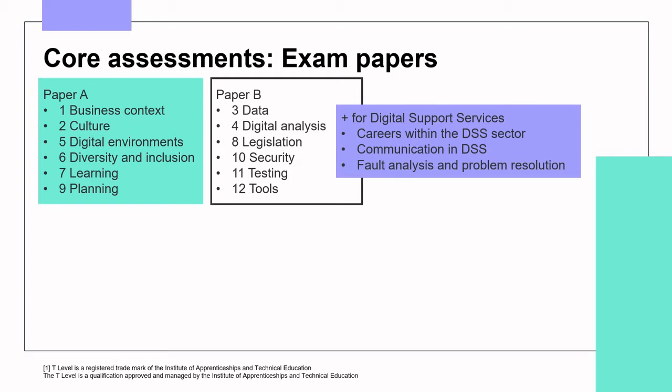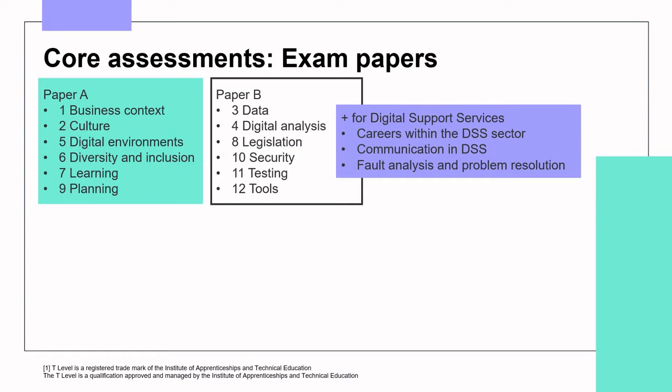The exam papers address the knowledge content, with paper A assessing the 6 elements shown, and paper B assessing the remaining elements. For those delivering digital support services, paper B will have an additional section that will assess the 3 pathway elements. The exams can be taken as traditional paper-based assessments, or an on-screen option is available too. And do consider what is best for your students.